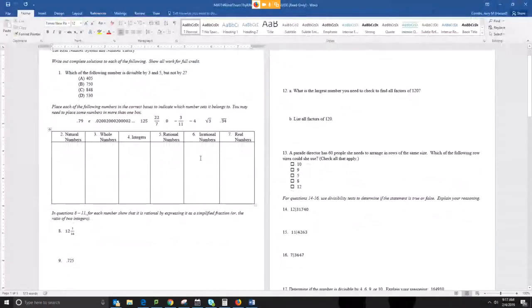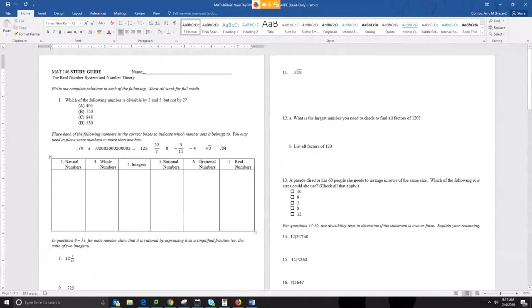This study guide looks exactly like the test. The test doesn't have the same questions exactly, but the questions are the same type of question. So question 1 on the study guide is a multiple choice question. It asks which of the following numbers is divisible by 3 and 5 but not by 2? And then it asks you to choose. So the first question on the test will be just like this. It may have different numbers and different choices, but it'll be the same type of question.